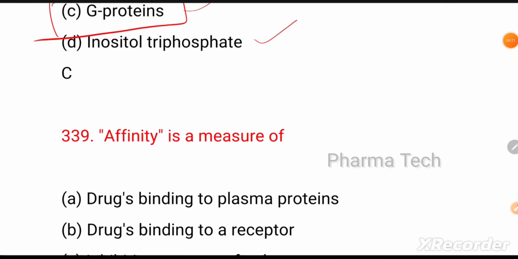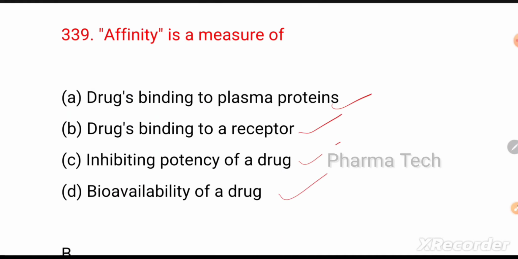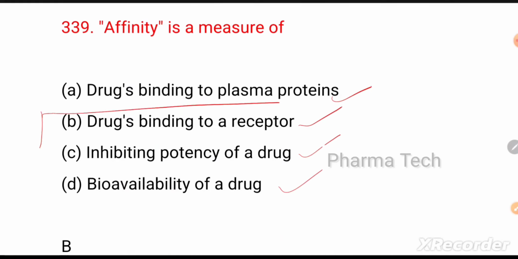Next question: affinity is a measure of? Options are drug binding to plasma proteins, drug binding to a receptor, inhibiting potency of a drug, bioavailability of a drug. Answer is B, drug binding to a receptor. Affinity is a measure of drug binding to a receptor.